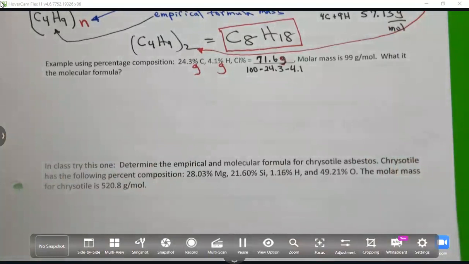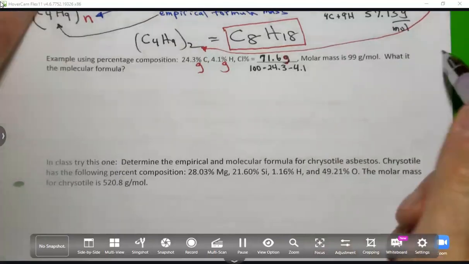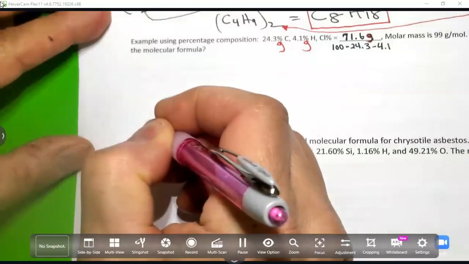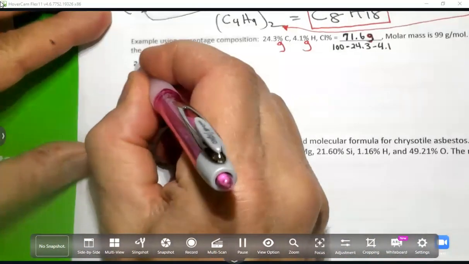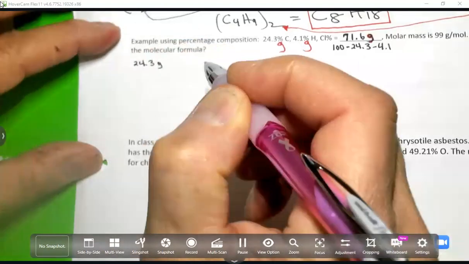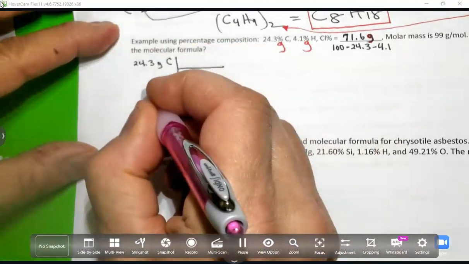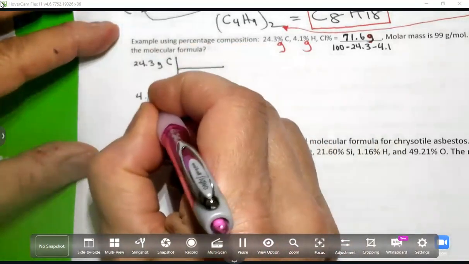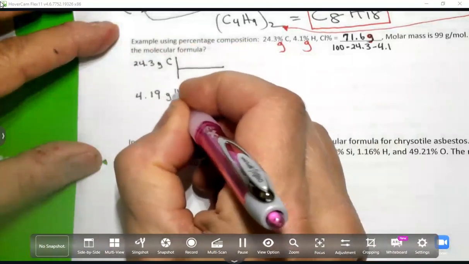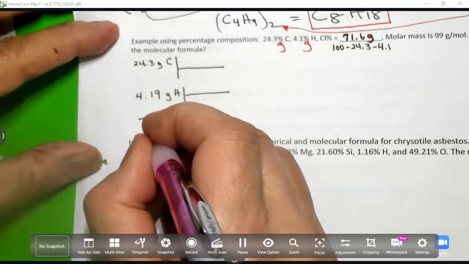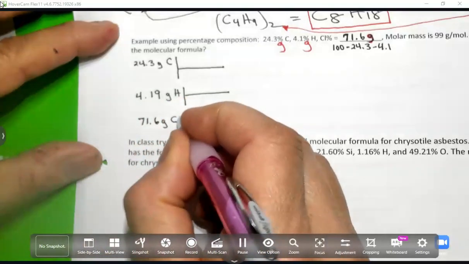Grams. Step 2, convert all to moles. I'm going to line them up here. We need to do 3 here, so we'll have enough room. We've got 24.3 grams of carbon. I'm just going to go like this for now and come back and fill that in. 4.1 grams of hydrogen and 71.6 grams of chlorine.